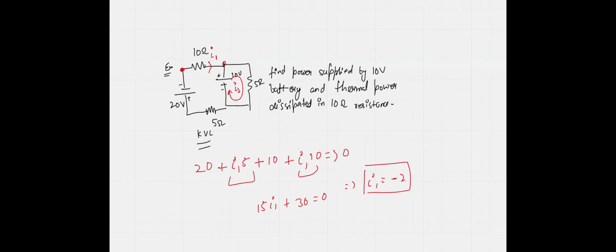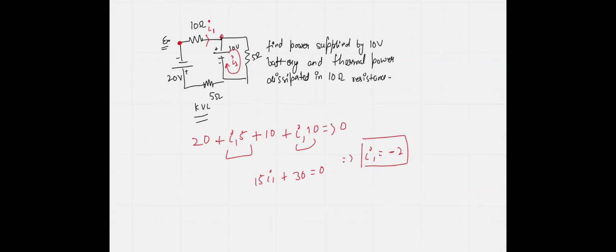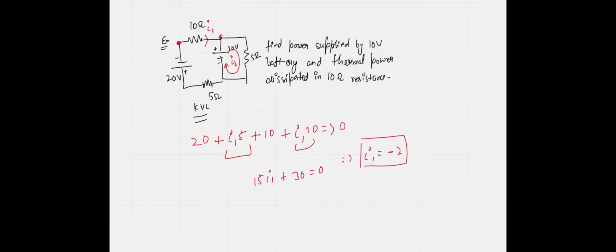Now come to I2. If you see I2, I don't have too much going on. I'll start from here, go to here, then here to here. So I can simply say 10. Then I'm going from here to here, right? I'm going in the direction of current, so that will come out as minus I2 times 5. So you can see that now I2 equals 2 amperes. So basically, this is the correct direction, right?